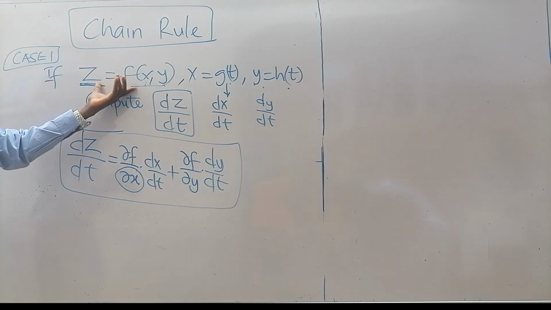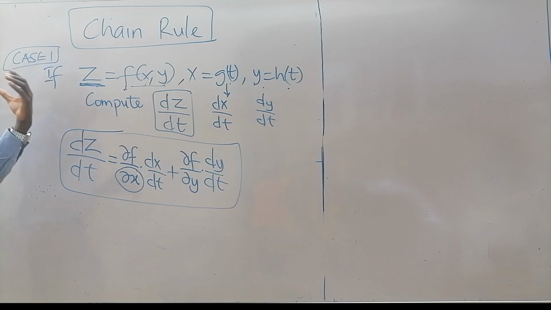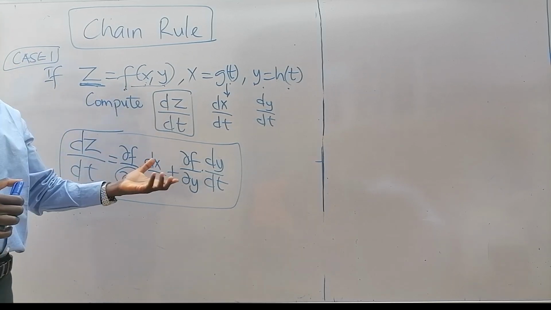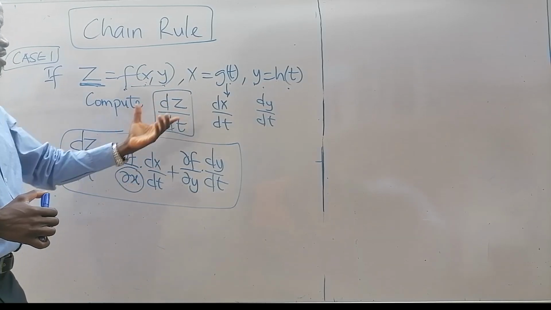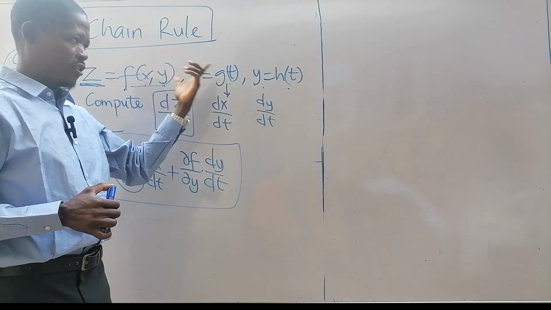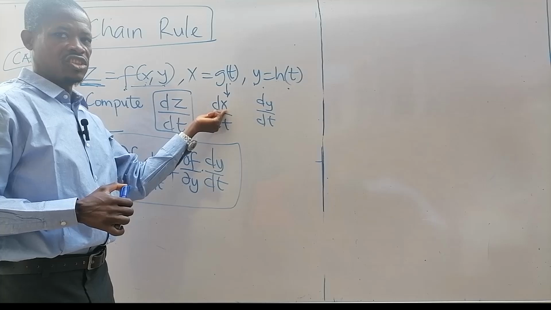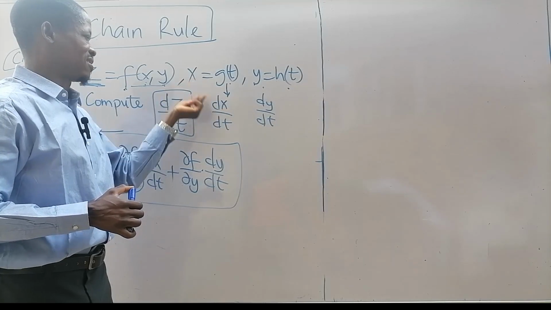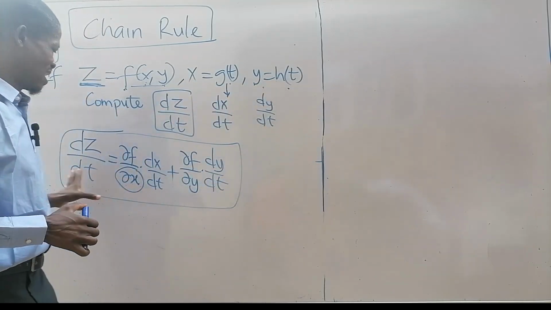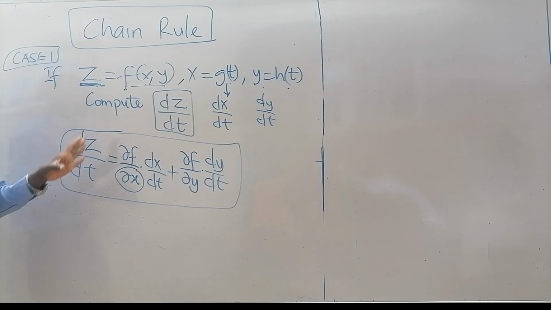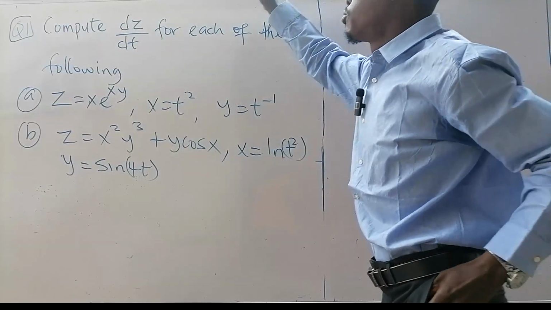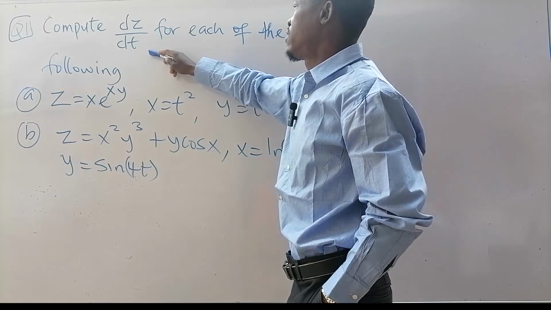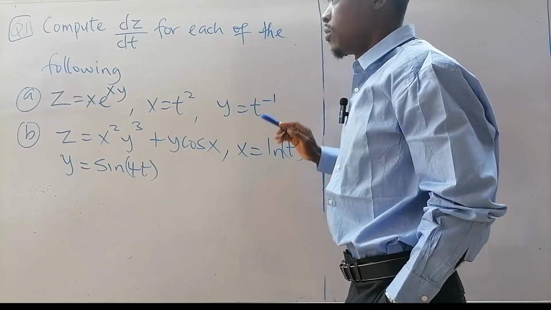Those are functions of two variables. You differentiate each of them partially with respect to the given variables, and then those ones are functions of one variable, so you do the differential, I mean dx/dt and dy/dt. So that starts on this. Without further ado, let's go straight to questions. Compute dz/dt for each of the following.